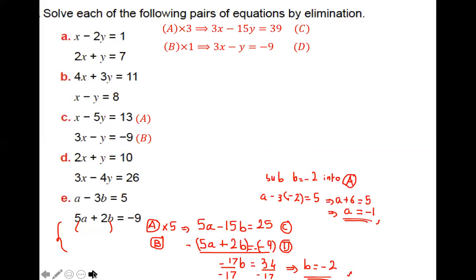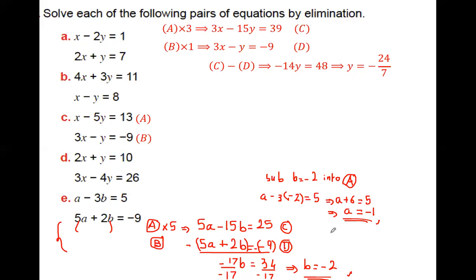And now I can take away, I can do C minus D, which gives me 3x minus 3x, 0x. And then 15y minus minus y, which is plus y, minus 14y equals 39 minus minus 9, which is 48. Then I divide both sides by 14. But noticing that 48 and 14 are both even, you can divide by 2. The 48 becomes 24, and the 14 becomes 7. And because 24 is not in the 7 timetable, you can just leave it like that.